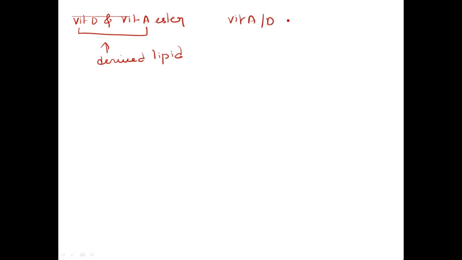Similarly, we have vitamin D and vitamin A esters. Vitamin D and vitamin A are also derived lipids, and when vitamin A and vitamin D combine with fatty acids like stearic acid or palmitic acid, they form esters of vitamin A and vitamin D.